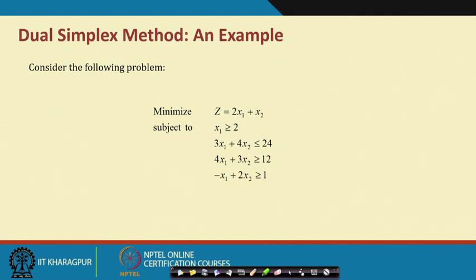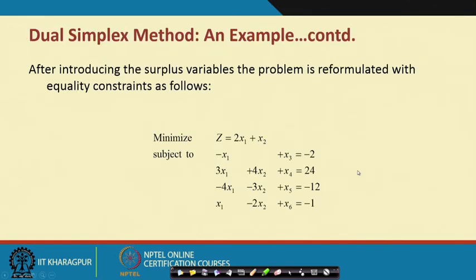For instance, here x1 greater than or equal to 2. So, what can we do? We can put minus x1 less than or equal to minus 2, and then we can add a slack variable to address the situation. That means we transfer all the constraints into less-than type and then introduce the slack variable, through which you can address the business problem as per the particular requirement.